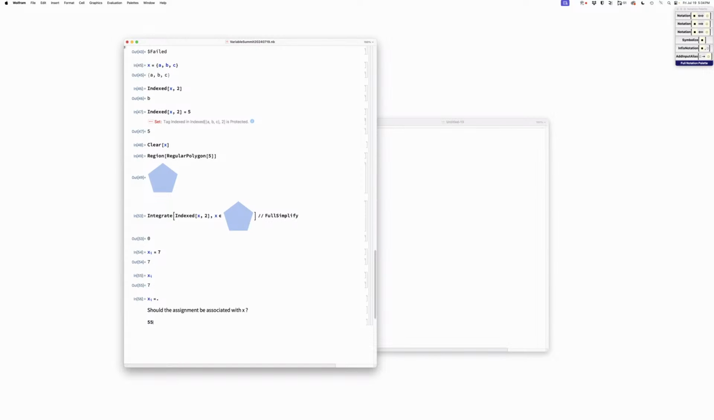Anyway, exotically, I could do this. I could say Indexed of 55 comma i. Ooh, that's interesting. Because it can tell that that's clearly an atomic thing.